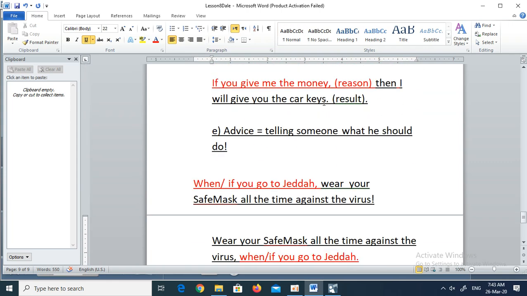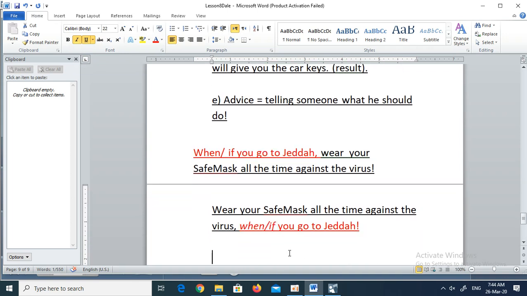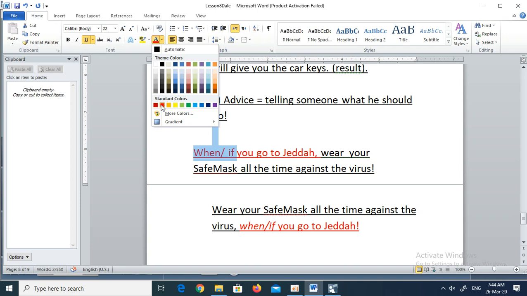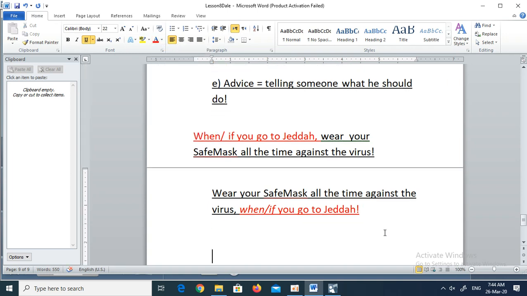You can say, when you go to Jeddah, wear your safe mask all the time against the virus. And that puts the conditional clause first and the main clause second. But you can also say, wear your safe mask all the time against the virus when you go to Jeddah, and that puts the conditional clause second and the main clause first. They are both correct. What tells you the conditional comes second is the conjunction. When you see the conjunction when or if or since or whenever, that conjunction tells you this is the conditional clause. The main clause is not starting with the conjunction.